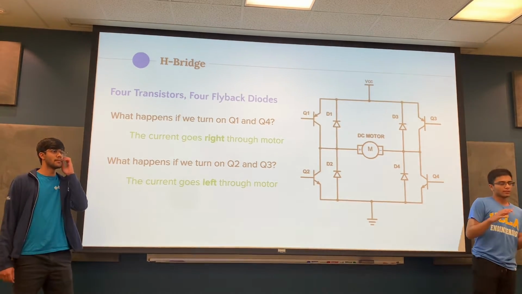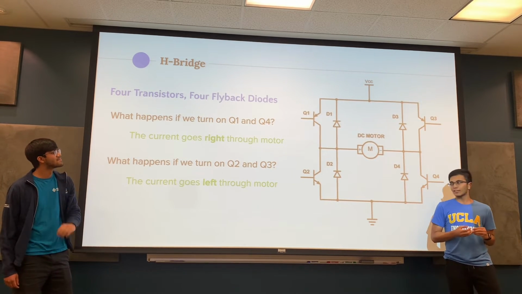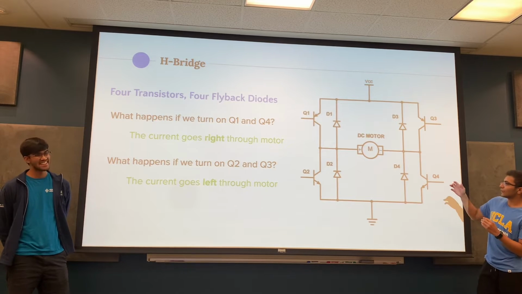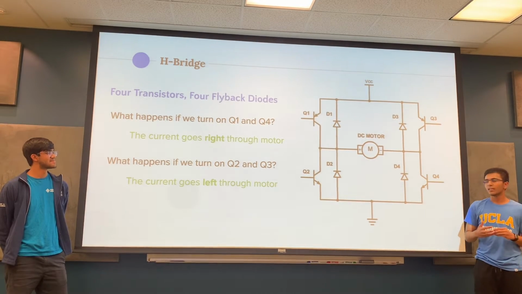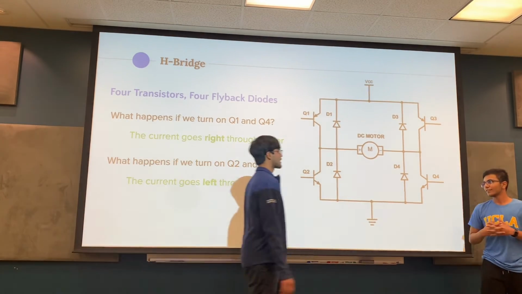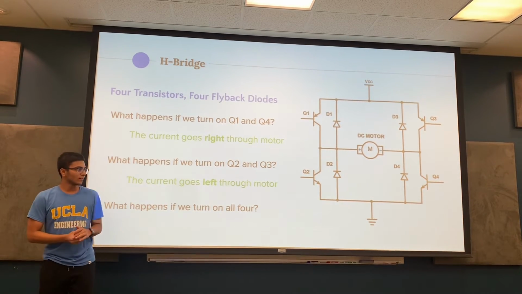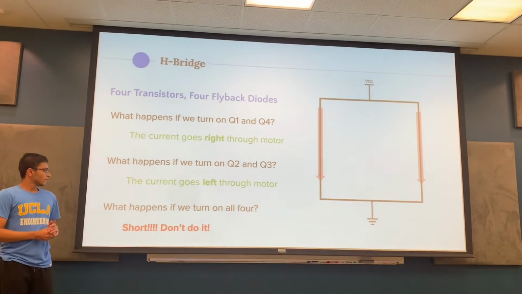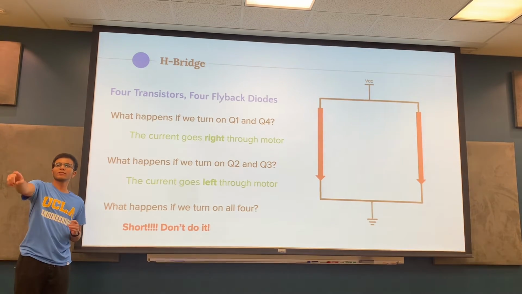Yep. If we mistakenly turn on Q1 and Q2, it would be a short. Yeah, exactly. If we turn on Q1 and Q2 or Q3 and Q4 or just all 4 of them at once, you will short the circuit. So please do not do that. If we turn on all 4, don't do it. You're going to short the entire circuit.